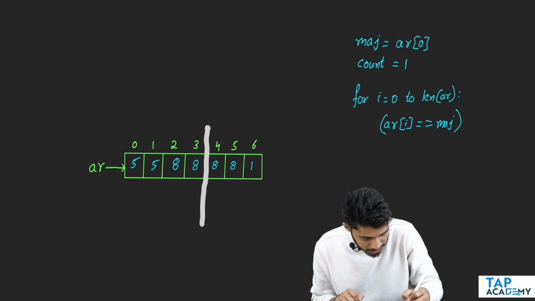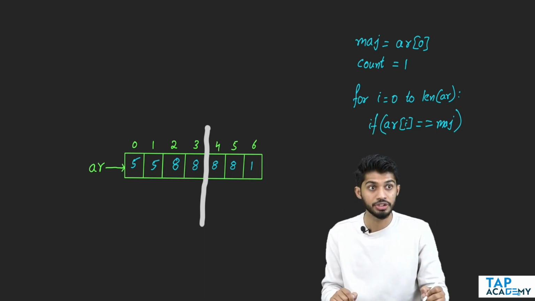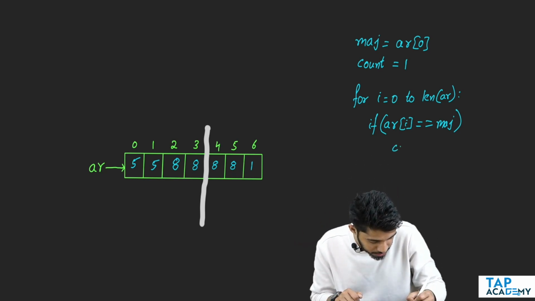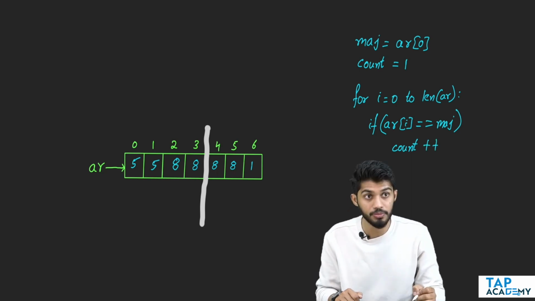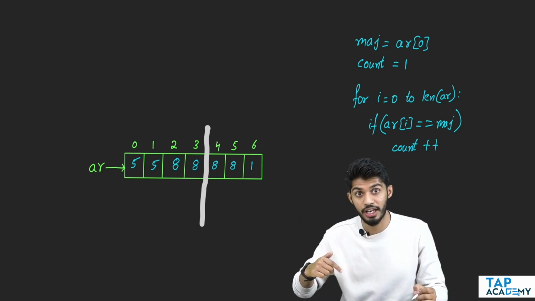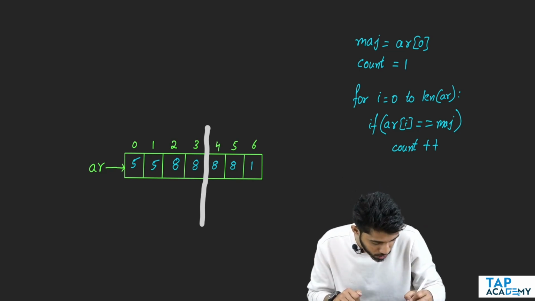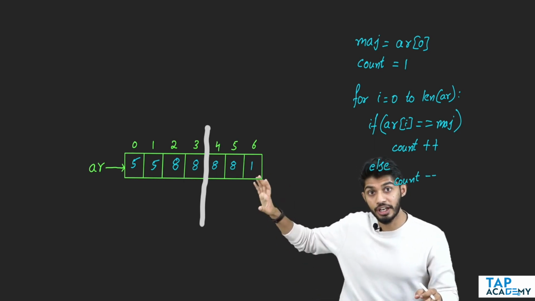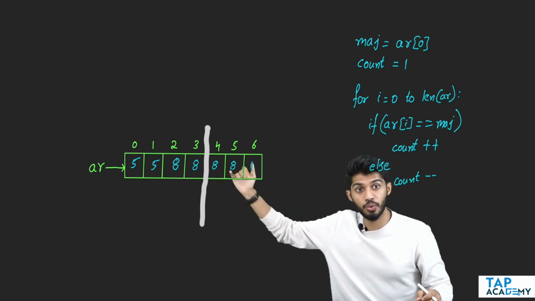So I need to write this within if, because I am checking the condition. Whenever this is the case, I need to increase the value of count. So I will say count plus plus. Now if it is not, then I need to reduce the value of count. So I will say else, count minus minus. Till now we clearly know why we are increasing and why we are decreasing.